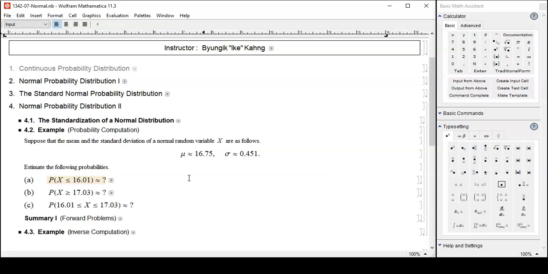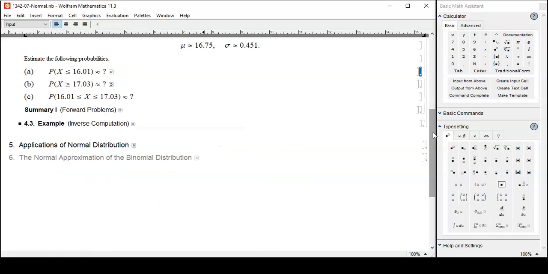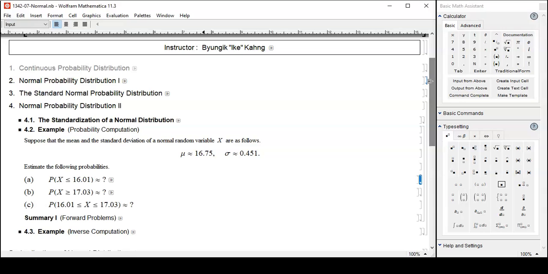We just completed part A of example 4.2. That was the left-hand side shading problem. All you had to do was to look up this z-table and then get the CDF value directly. Well, of course, that's not all you have to do, but that was what you had to do in the end. Now let's discuss the right-hand side shading.